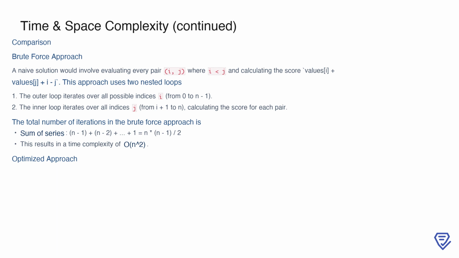The total number of iterations is the sum of the series (n-1) plus (n-2) plus down to 1, which simplifies to n*(n-1)/2. This results in a quadratic time complexity of O(n squared), as the number of operations grows quadratically with the size of the input. In contrast, the optimized solution eliminates the need for nested loops by maintaining a running maximum value, max_I, and calculating the score for each index in constant time. This drastically reduces the time complexity to O(n), making it far more efficient for large inputs.